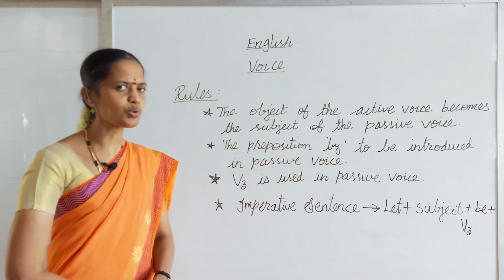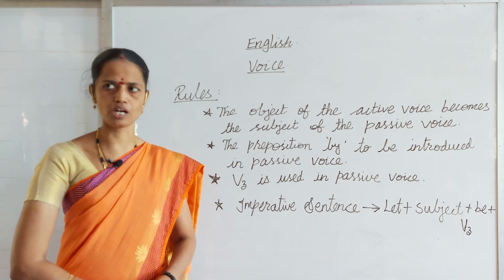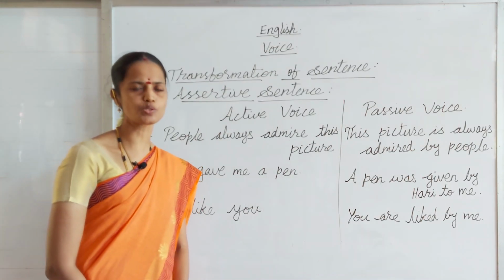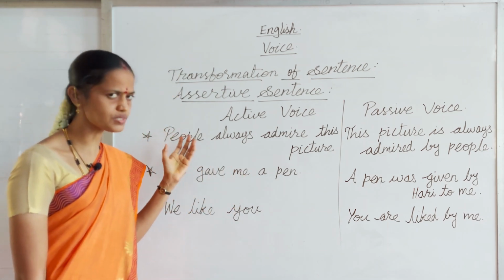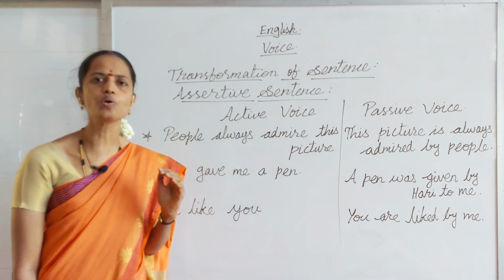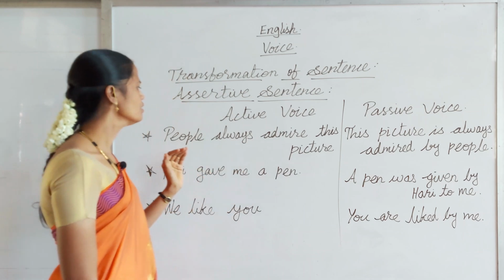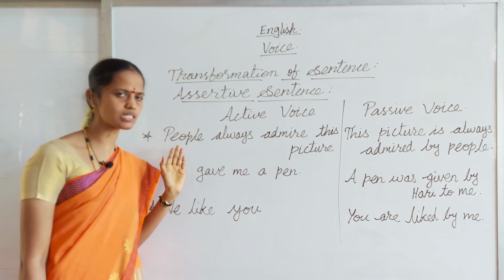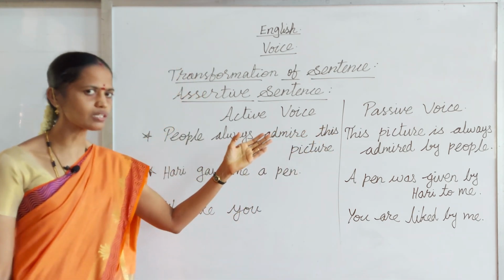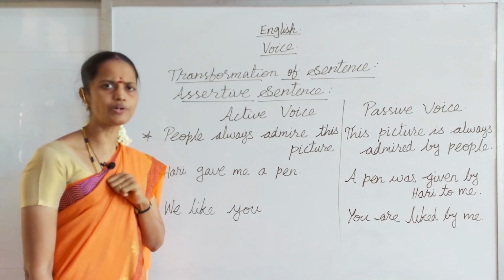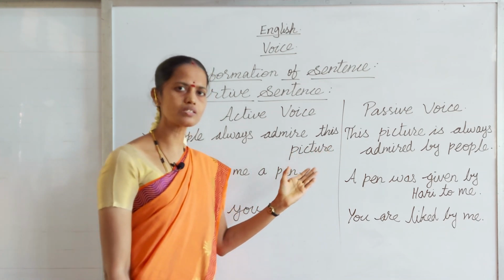Next we are going to see the transformation of sentences, which I am going to explain now. Now we can see how active voice can be changed into passive voice. Here I have taken the assertive sentences alone. The first example is: People always admire this picture. Here people is the subject, admire is the verb, and this picture is the object.